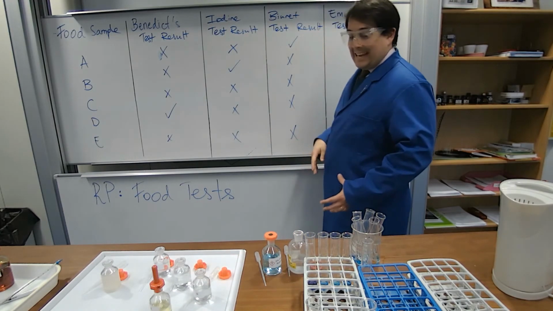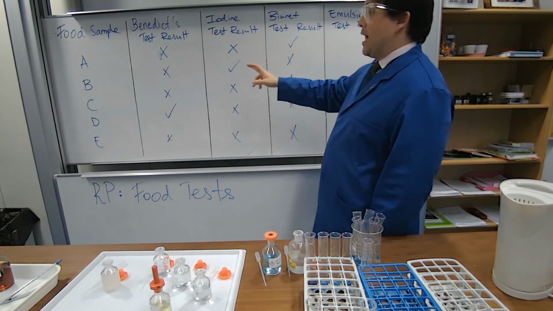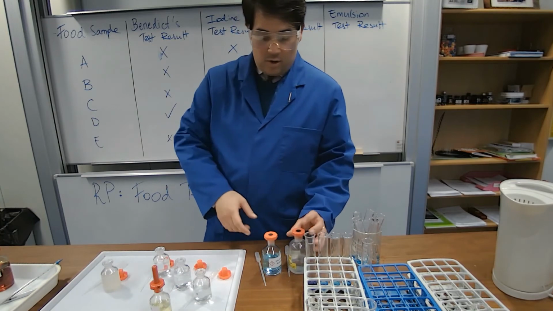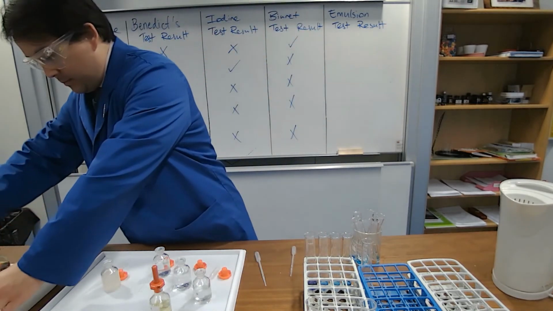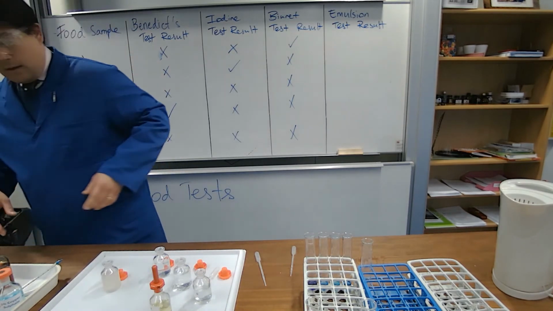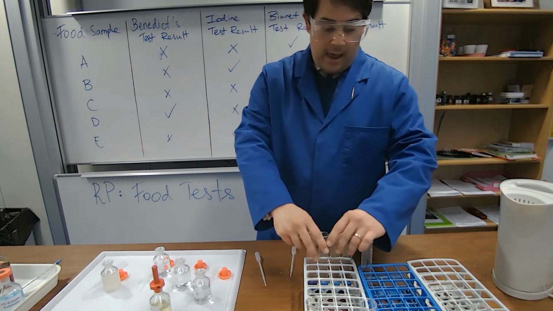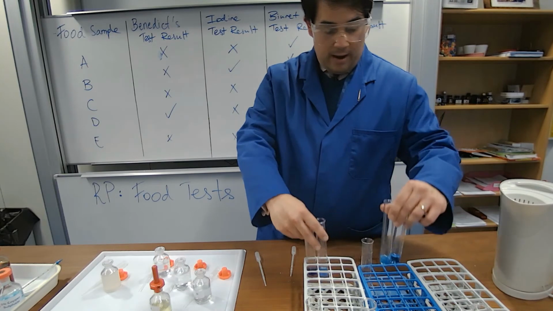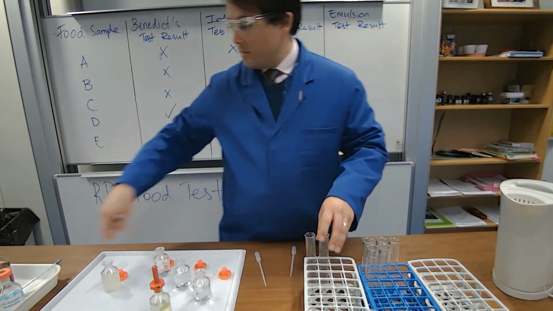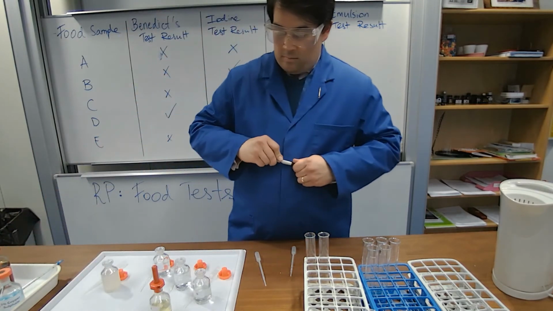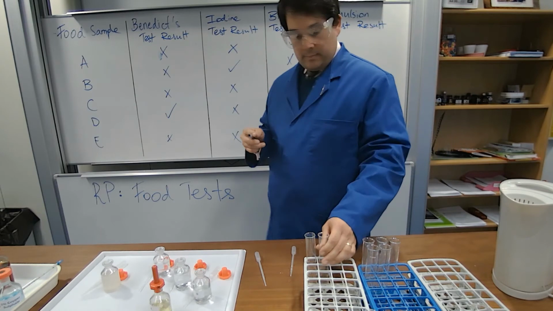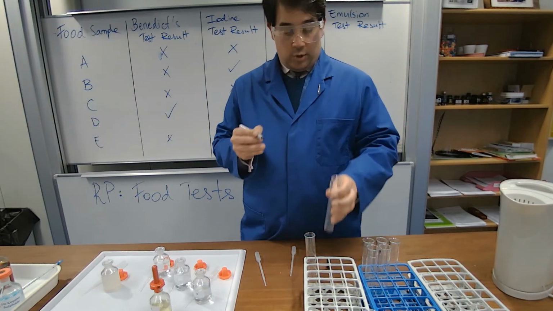So now technically we can eliminate A, B, and D, and we're just trying to figure out between C and E what the thing is. Let's now figure out which one is my fat. Not A, C and E. And one of them is water.